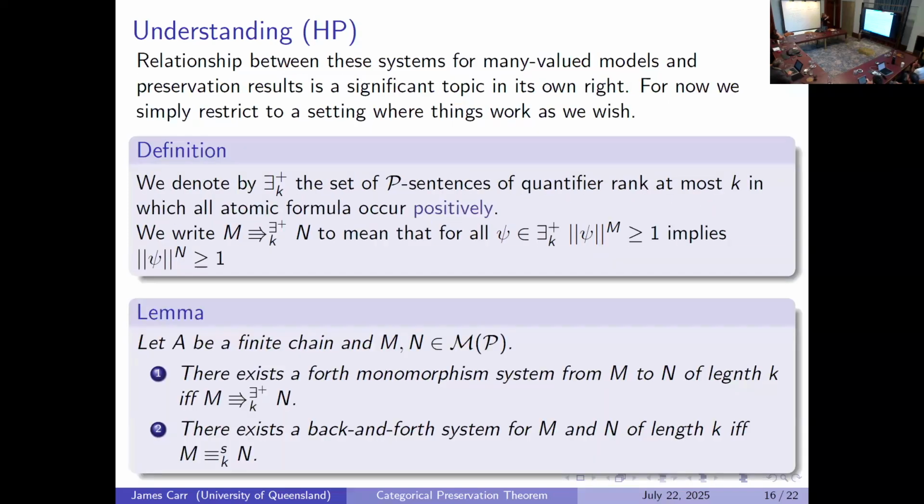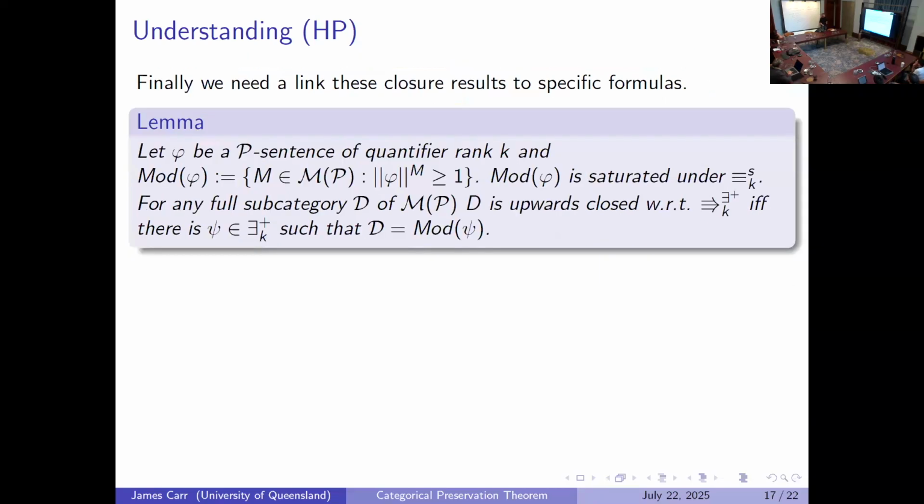So as I said, in the nice setting where the underlying algebra that you're defining models over is a finite chain, these systems of maps match nicely with the syntax preservation relations, just as they do classically. This isn't quite enough either, because the idea originally was that we want to talk about when a formula is preserved under certain types of maps, when it has a specific equivalent, an actual syntax piece that it's equivalent to. So you then need an additional result that links those preservation results of syntax to specific formulas.